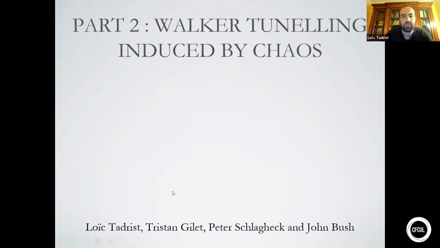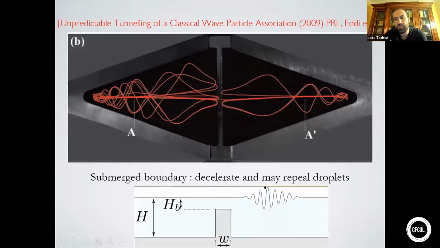This is work I've done with Tristan Gilet and Peter Schlagheck from Liège University and John Bush from MIT. Basically, we reproduced the tunneling experiment made by Antonin Eddi and Yves Couder, where a walking droplet is sent toward a submerged boundary. There is less oil above the boundary, and it acts as a repulsive potential.